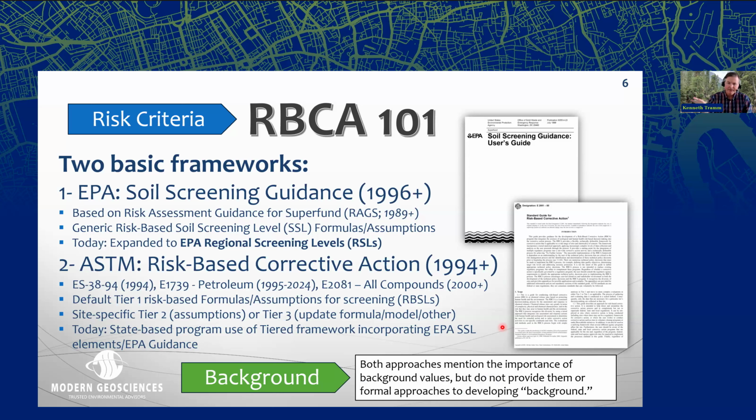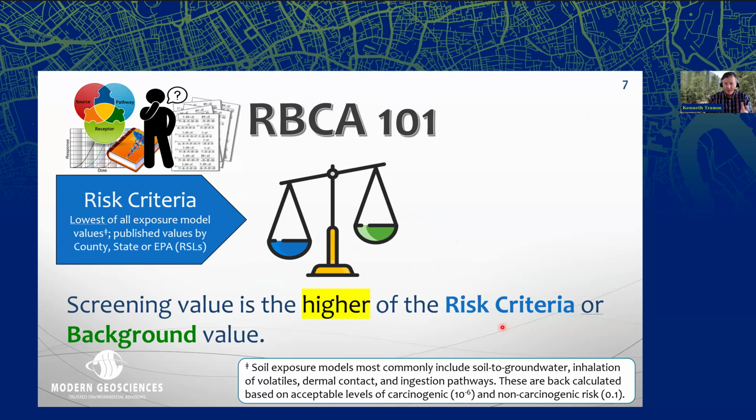Both of them mention background. Now, it's hard when you're making a program that can be used anywhere, right? With ASTM, anywhere means anywhere. With EPA, it means United States, but to give you hard background numbers. So they both mention its importance, but leave it to other things to specify how to get there and to perform them. So it's good just to note that there's a placeholder in this world of risk-based corrective action for background. So knowing that, how we use background is important.